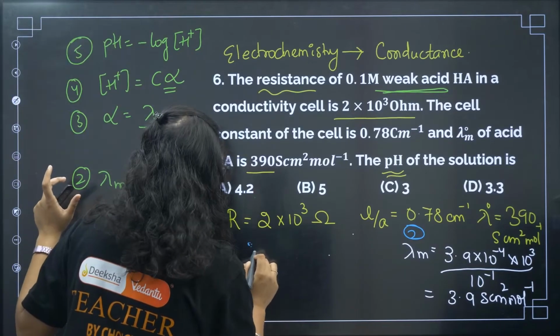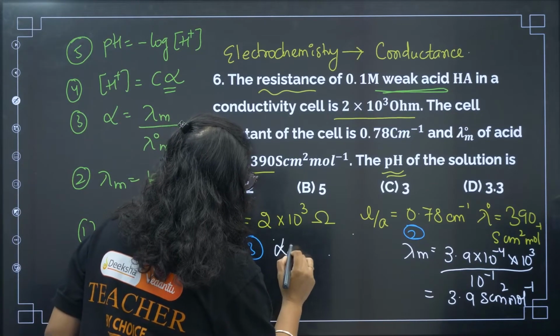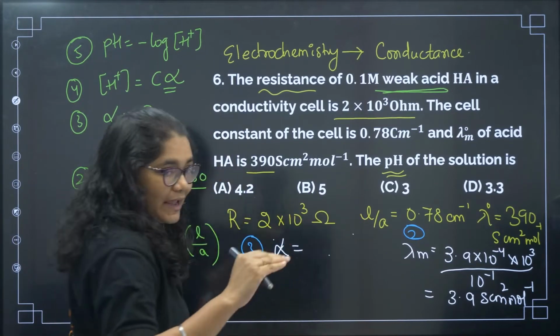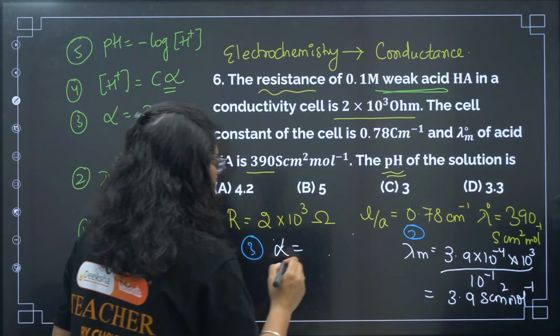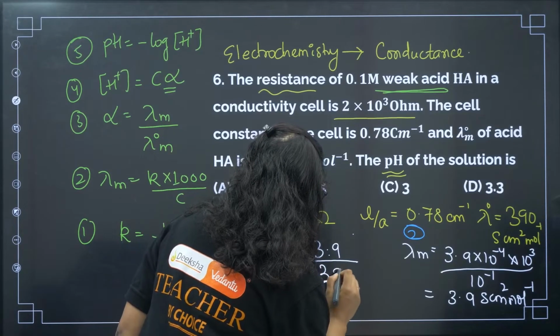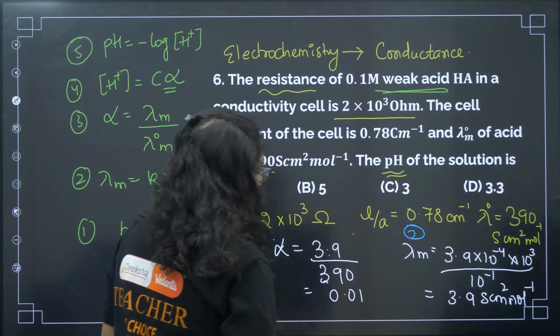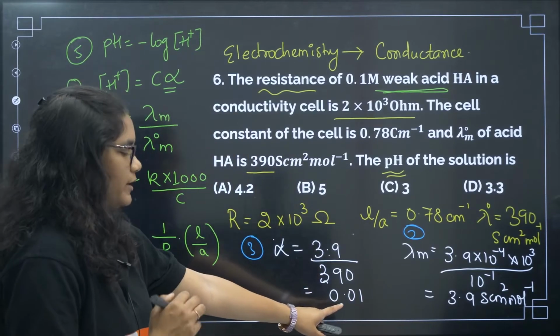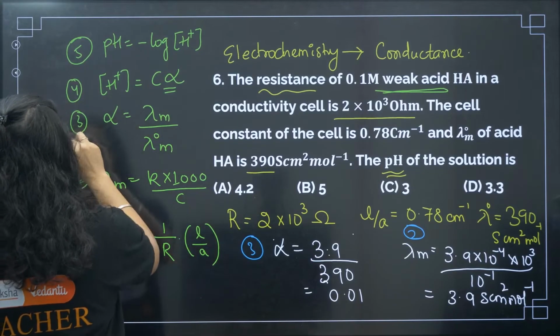Step 3 is the calculation of alpha. So alpha is lambda m by lambda naught m. Lambda m I already calculated as 3.9, right? And lambda naught m is 390, right? So I'll get 0.01. We get 0.01 as the alpha value. So we have done with step 3 also.